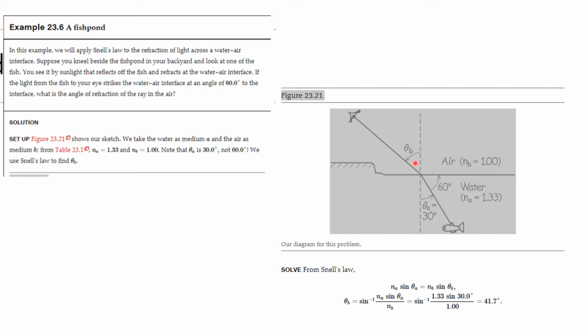And notice here's the normal. So it's hitting this at 30 degrees to the normal, but then it is refracted, so it bends and goes up and your eye is seeing it. And by the way, the fish isn't where you think it is when you're looking at it. So anyway, this is the picture, and the index of refraction of water is 1.33. The air is taken to be 1.00.